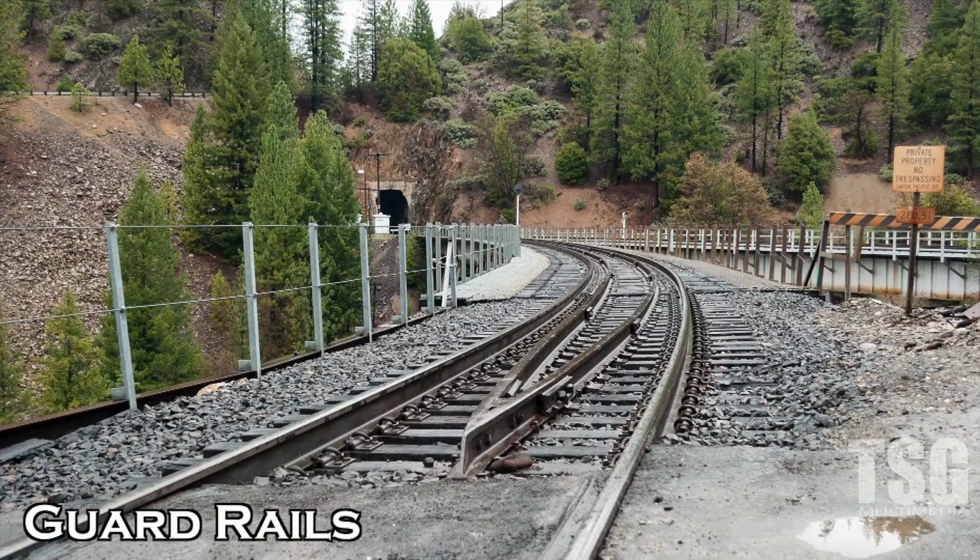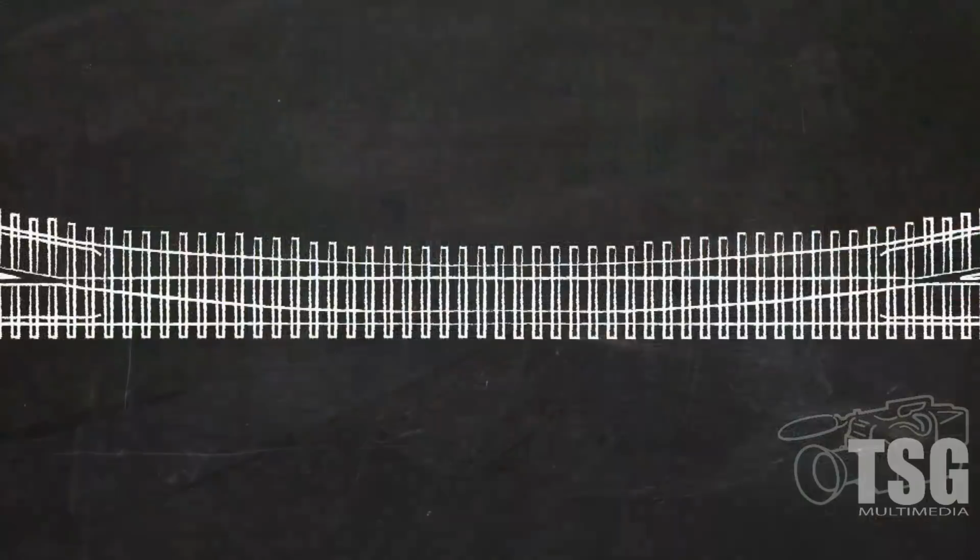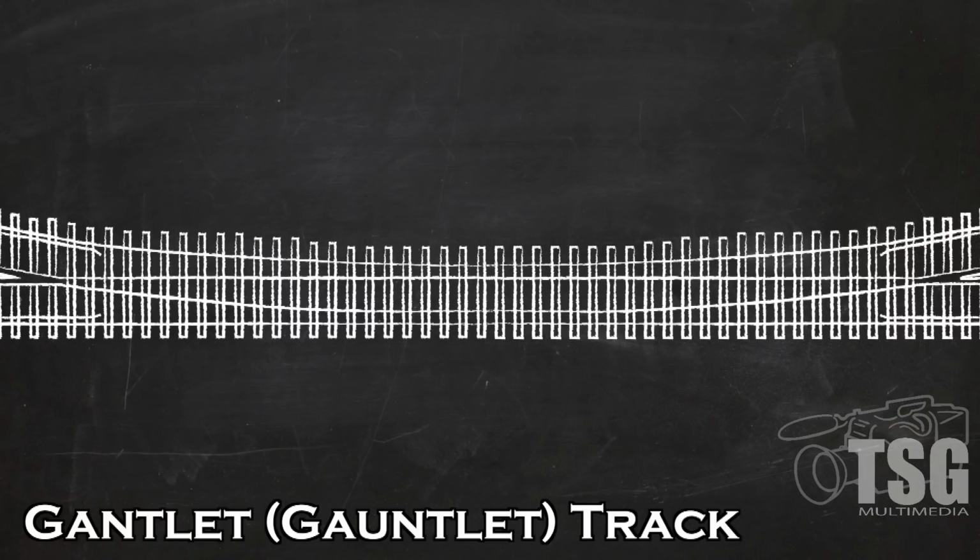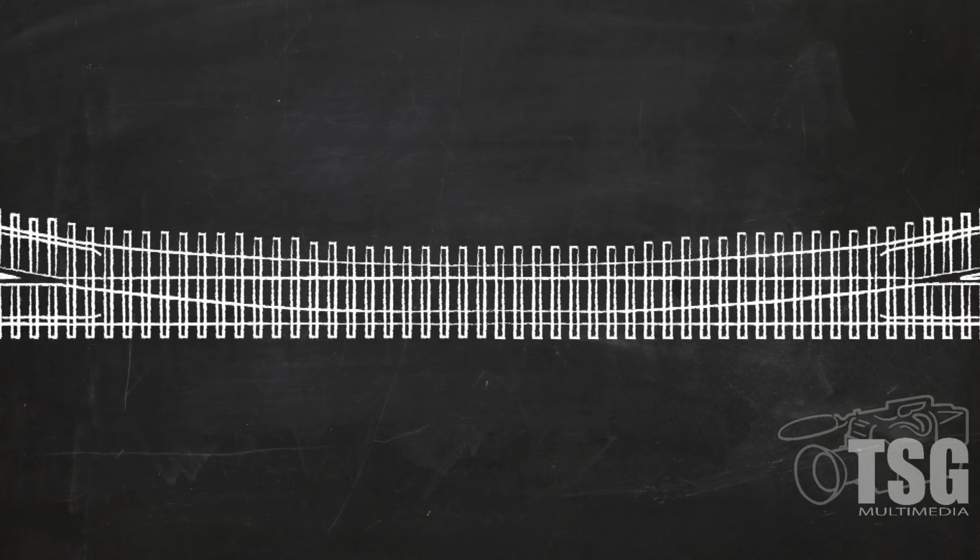Guardrails are designed to keep a derailed wheel on the bridge so that locomotives or rolling stock will not plunge over the edge. Gantlet track is another thing we mentioned in the track episode. Gantlet track is used in places where a double track line needs to cross a single track bridge. This is something I haven't seen modeled too often, but it could create some operational interest on a double track layout.